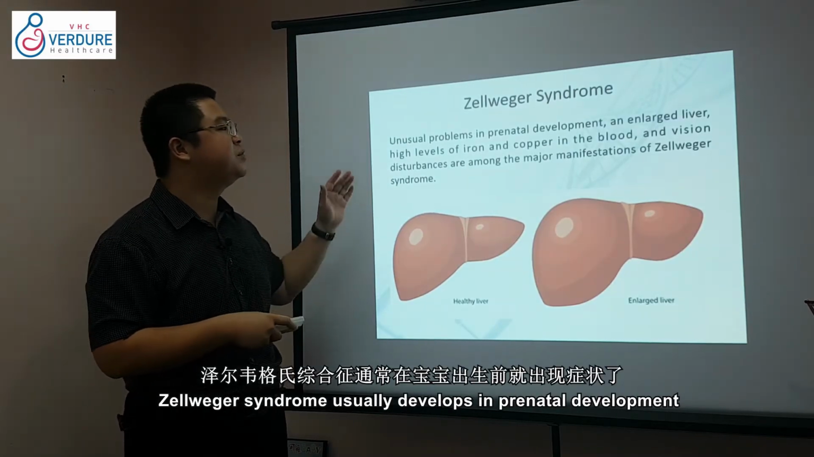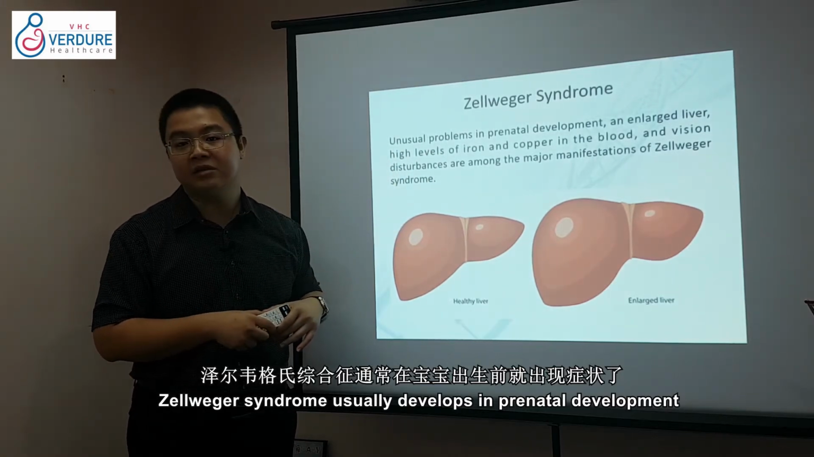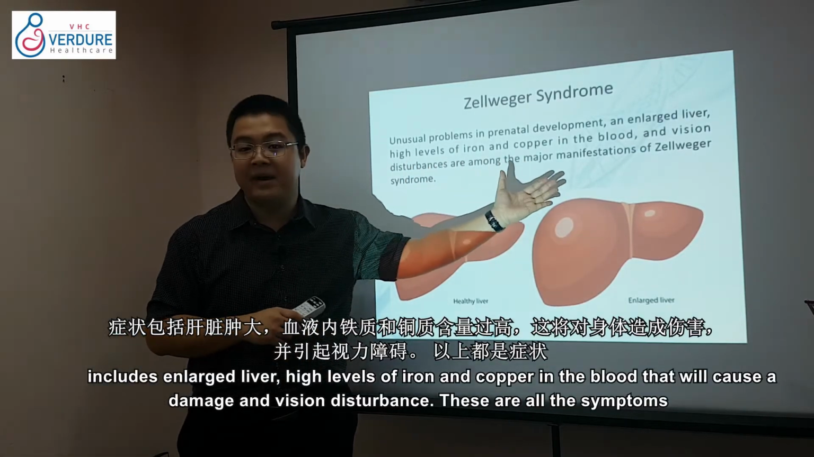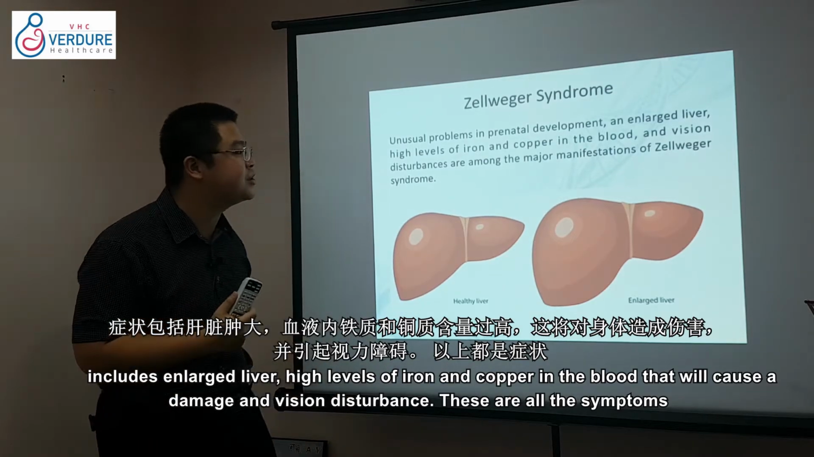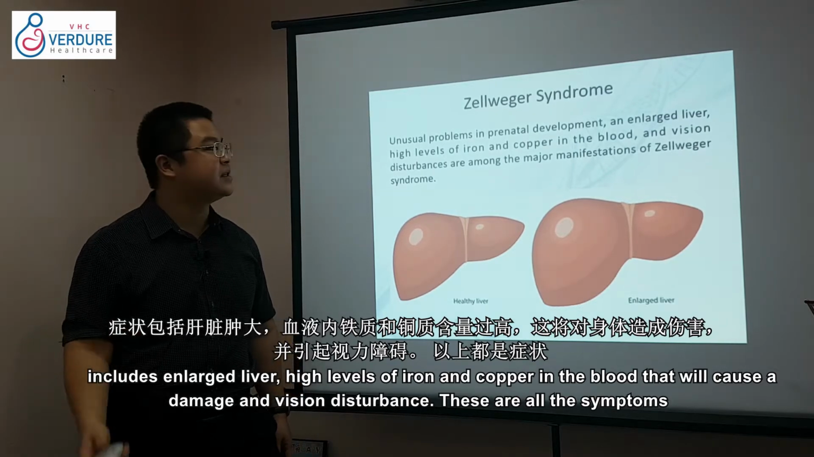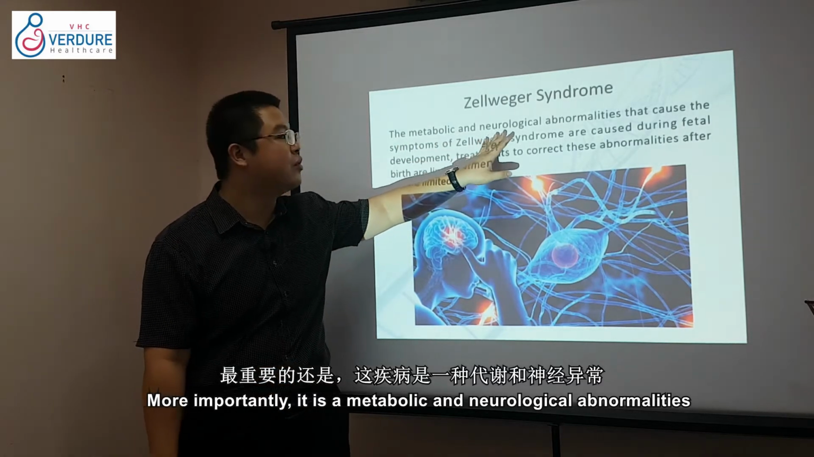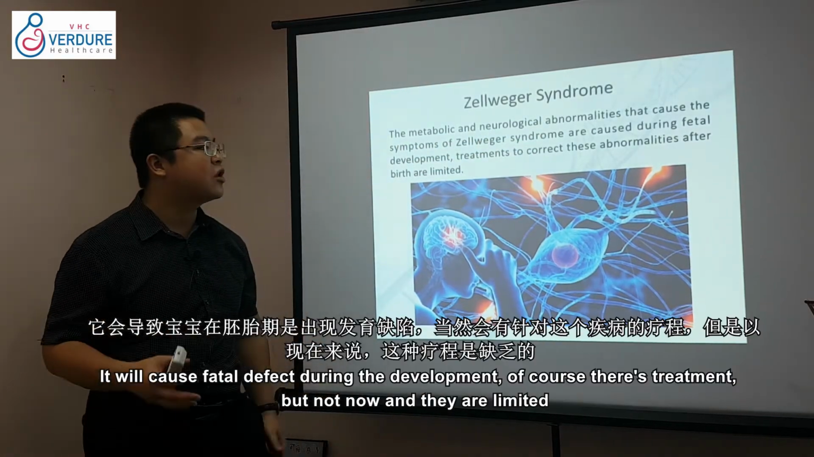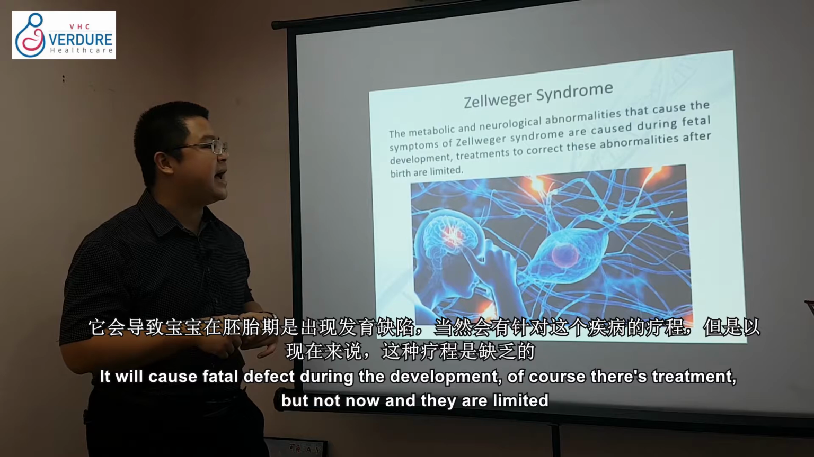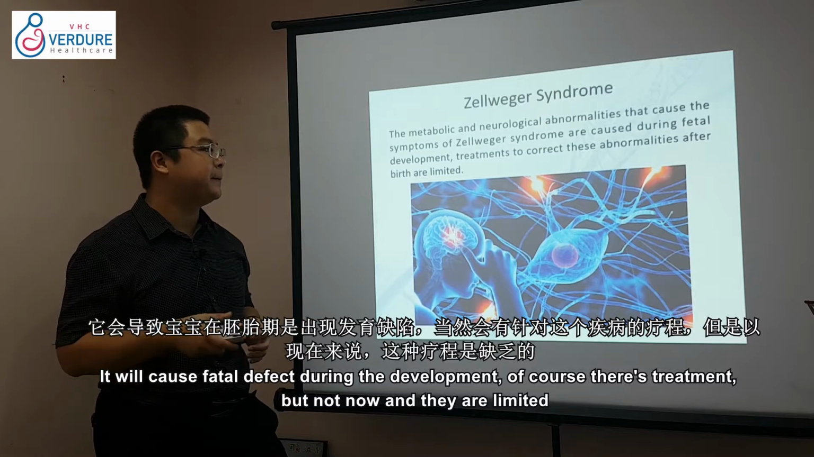So the Zellweger syndrome problems will come out during the prenatal development, including an enlarged liver, high levels of iron and copper in the blood that will cause organ damage, vision disturbance, and yeah, these are pretty much the most obvious symptoms. More importantly, this is a metabolic and neurological abnormality, and it will cause fatal effects during the fetal development. And of course, there can be treatments, but just not now, and they are very limited.